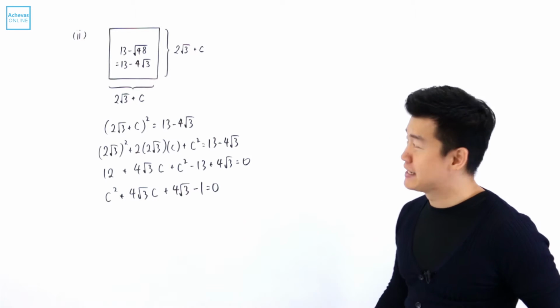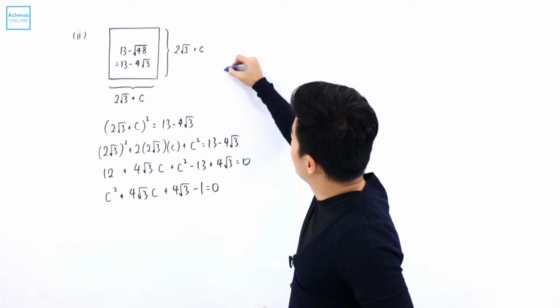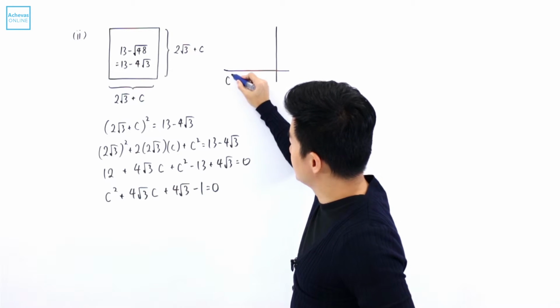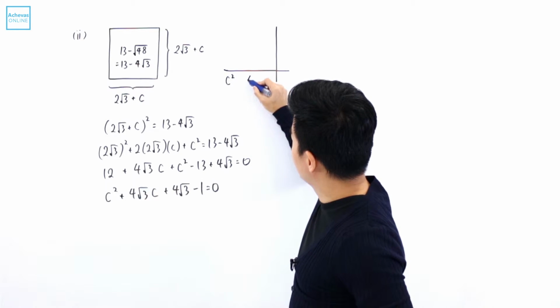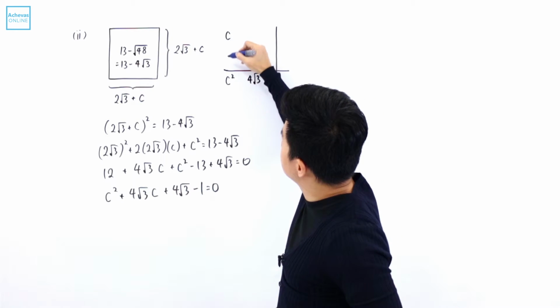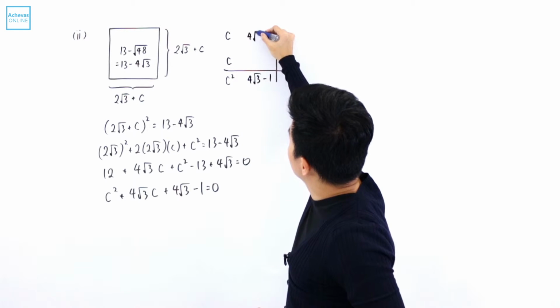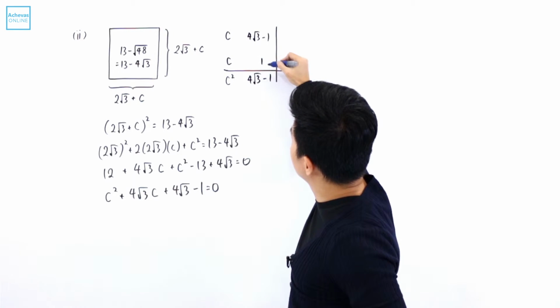Let's try to factorize the left hand side. I'm going to use the cross method to factorize. So this is going to be c squared, and here what I'll have is 4 square root of 3 minus 1. So here will be c and c. I'm going to choose this to be 4 square root of 3 minus 1 and here to be 1.